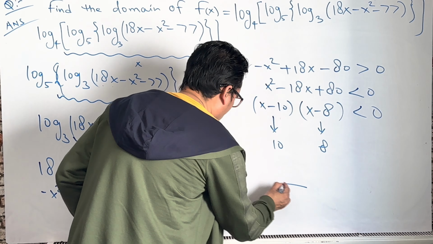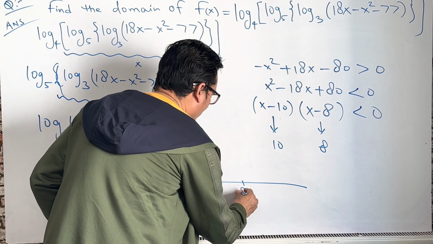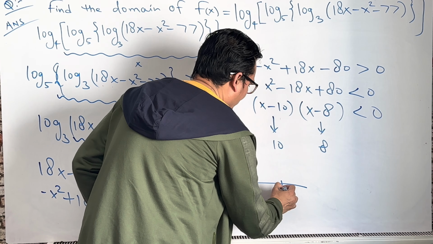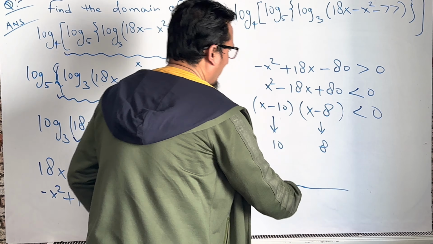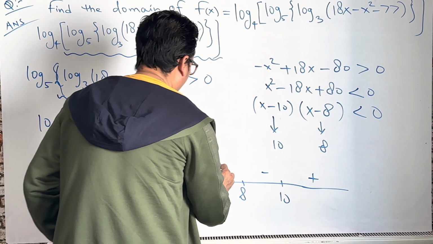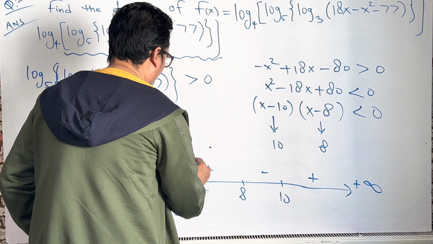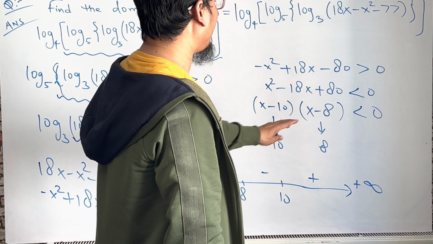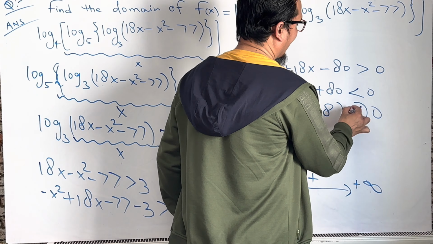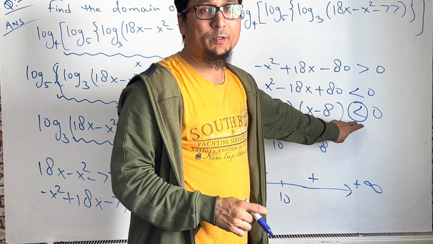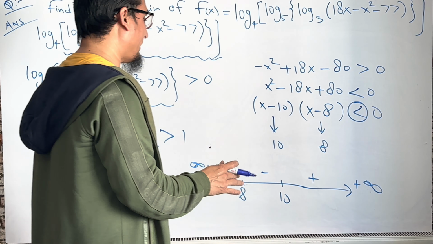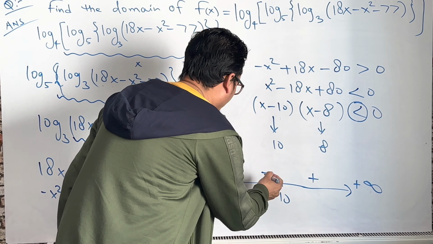So you can use this number line. 8 is here and 10 is here, right? So this part is positive, this part is negative, and this part is positive. Here, if you go, this is positive infinity, and here you go, this is minus infinity, right? Guys, this is very important: here I want less than 0, which means I need the negative values, so the negative values are here.